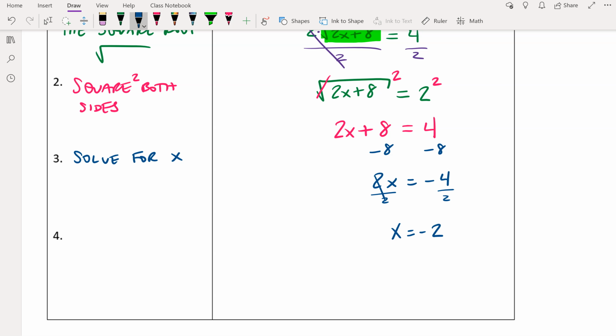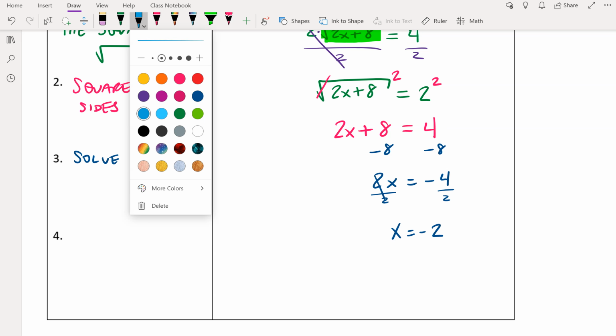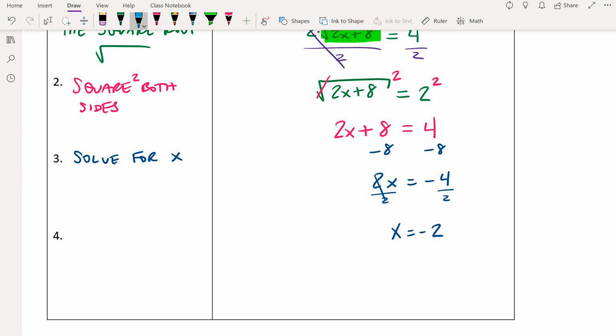Sweet. Now, normally we would box this and say, yay, that's our answer. But we are not allowed to box this yet because we need to do the final step. We need to check for extraneous solutions. You do need to know what this word means. Extraneous solutions are solutions that don't work.